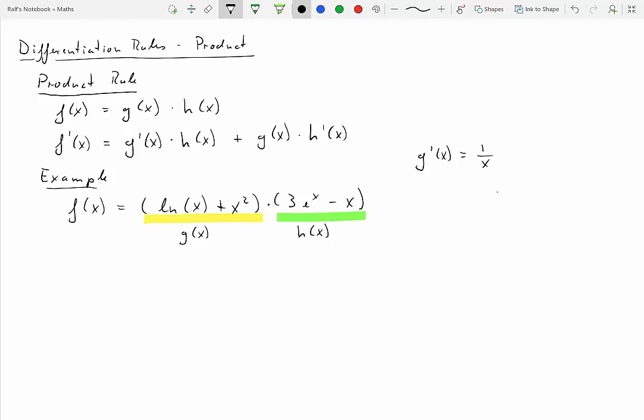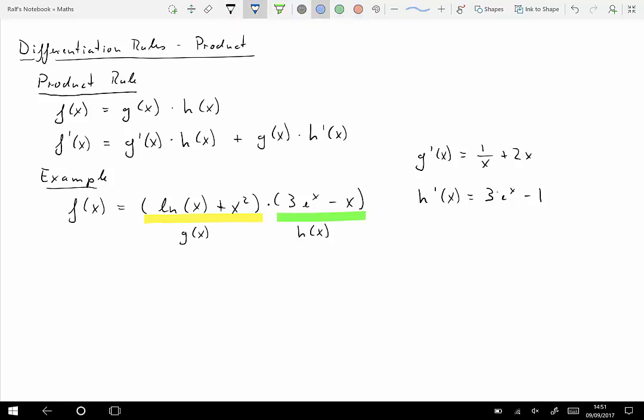That's 1 over x plus 2x, because that's the derivative of ln x plus x squared. So what we applied here is the addition rule of differentiation. And what about h prime of x? We will need that as well to apply the product rule. Well, let's look at h of x. That's the green function. Again, there's a sum. Even if it's a minus sign, it's still a sum. So the derivative of the first part is 3 times e to the x, minus 1. That is the derivative of just x.